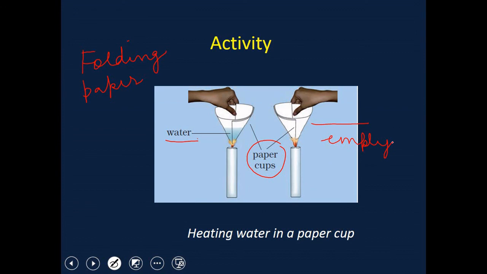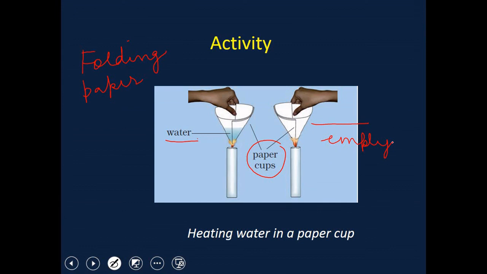So what will you observe once you start heating? In the case of the paper cup where water is there, the water will start boiling and the paper will not burn. So what is happening here, children? The heat which you are supplying to the paper is transferred to the water by the process of conduction. So the ignition temperature of paper is not reached, because whatever heat you are supplying to the paper is transferred to the water by conduction. So the paper won't burn and the water will start boiling.